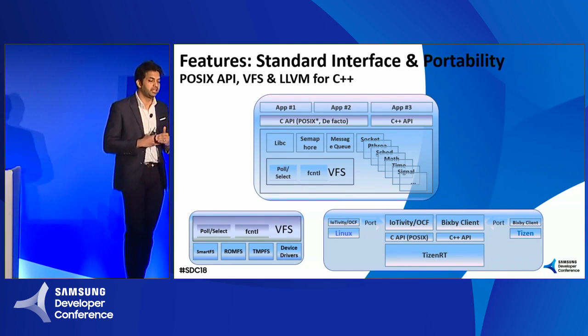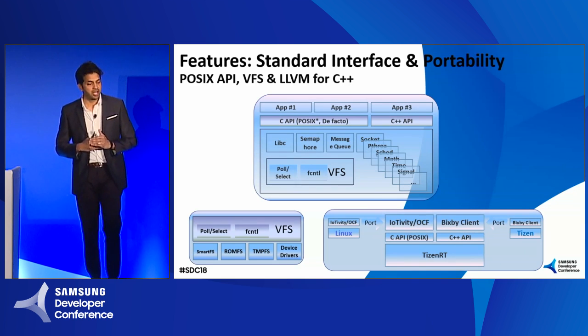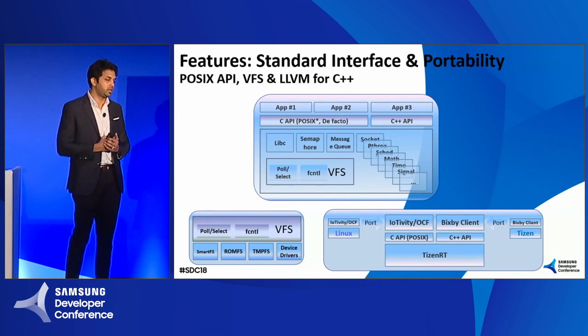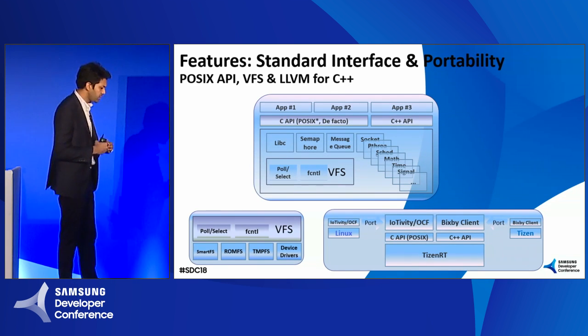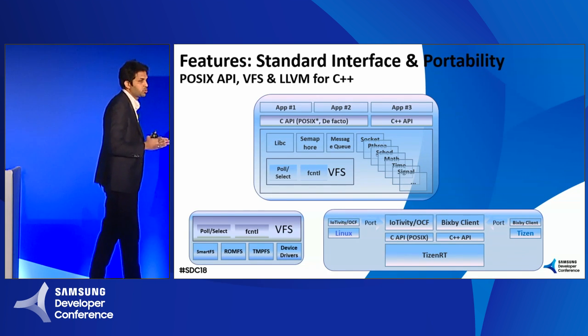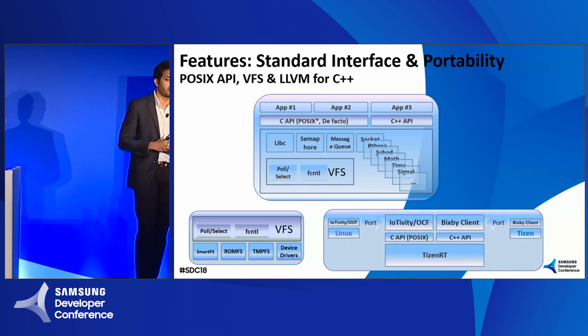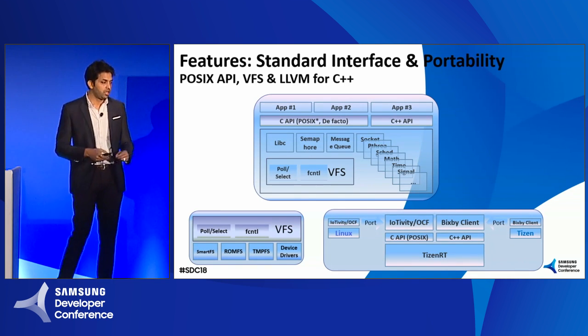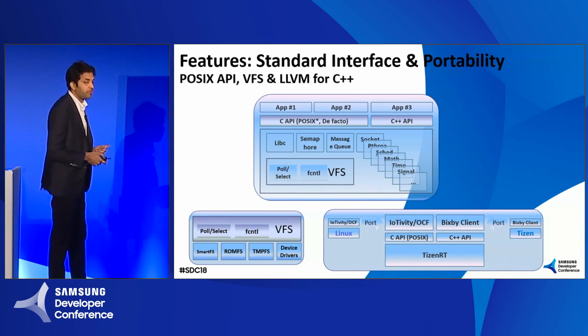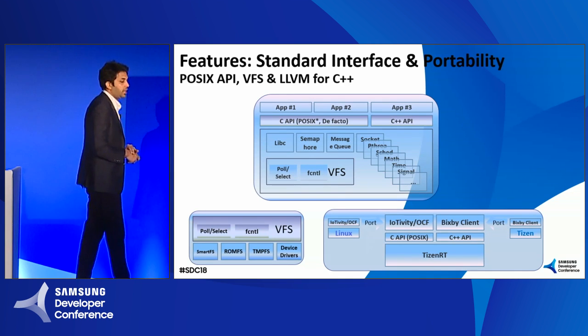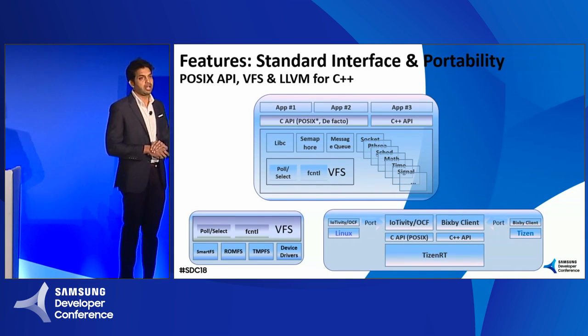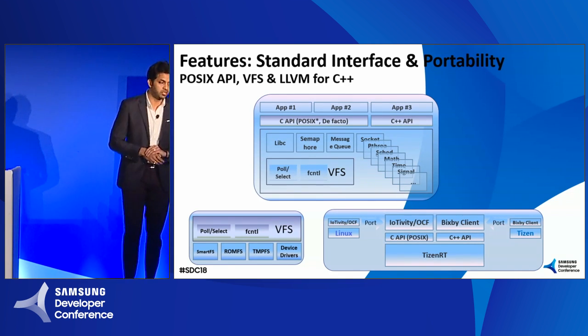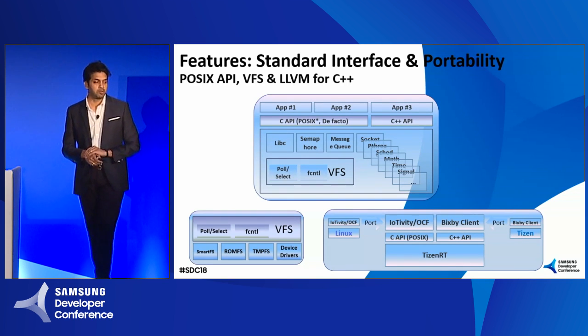So the main thing was POSIX and POSIX compatibility. There are two things overall. One is the abstraction layer, which we have created for hardware, and one is the POSIX API. We have the support for VFS, the virtual file system, and we have the support for the C++ language, which is from the LLVM library.